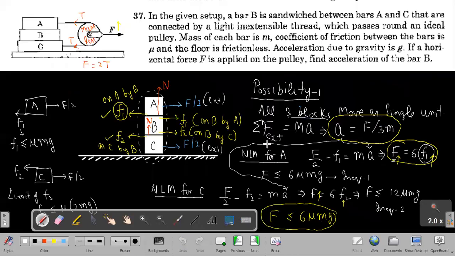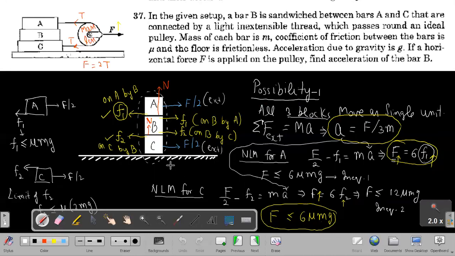Just go back now. How the blocks will move, whether they will move as a unit or there will be slipping between the two blocks, it all depends upon the applied value, on the magnitude of applied force. Up to a certain value of applied force, all the three blocks can successfully prevent their relative slipping, and they all three can move as a unit. The limit of that force capital F was 6 mu mg.